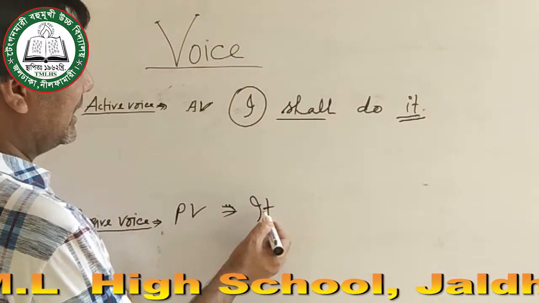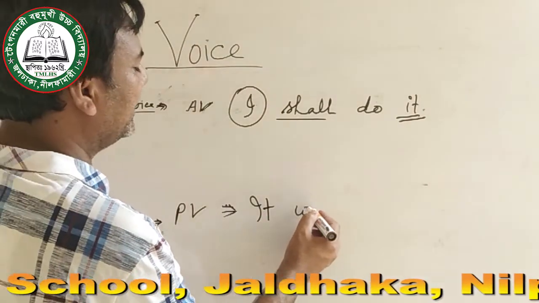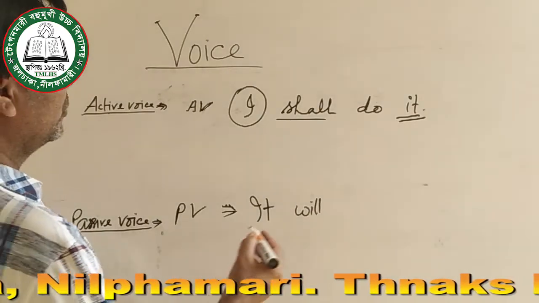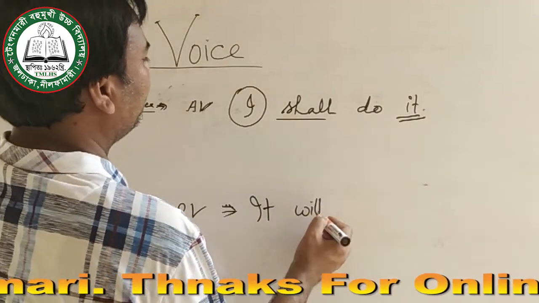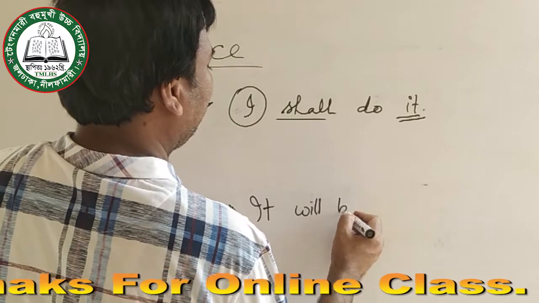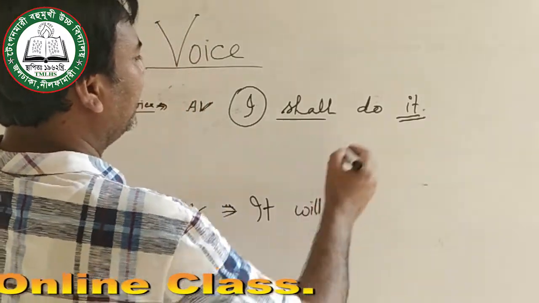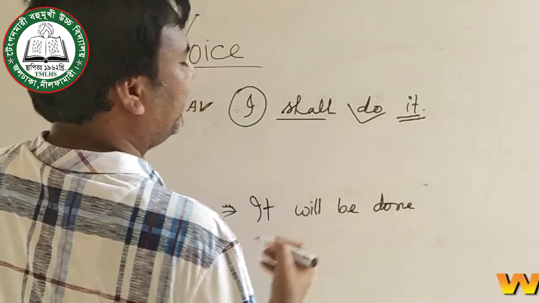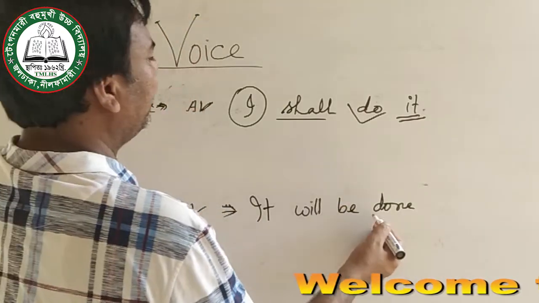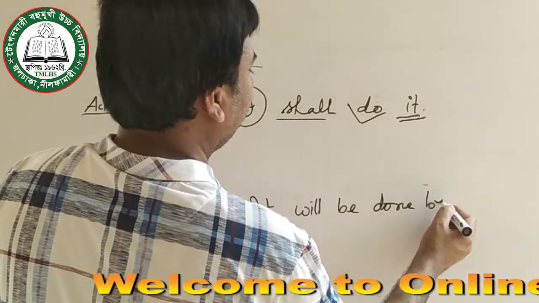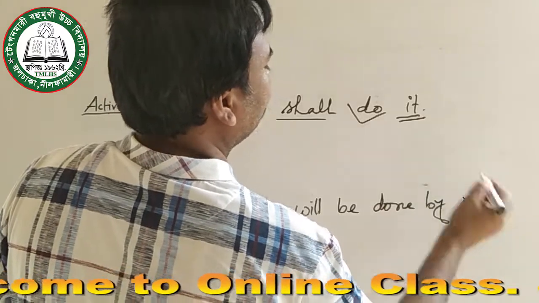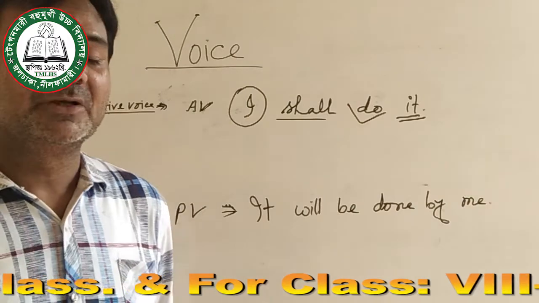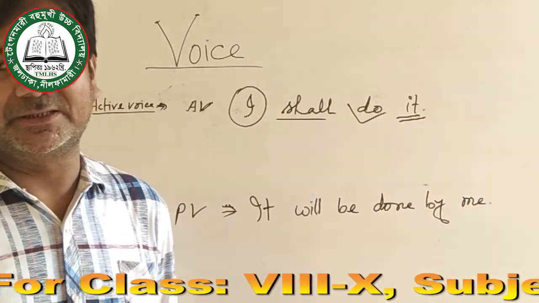Now it is will, we will use will. Dear student, look at here, we will, okay, it will, and next be, it will be, do, PV, here past participle, the V3, it will be done, it will be done by me. It's the example of future indefinite tense.